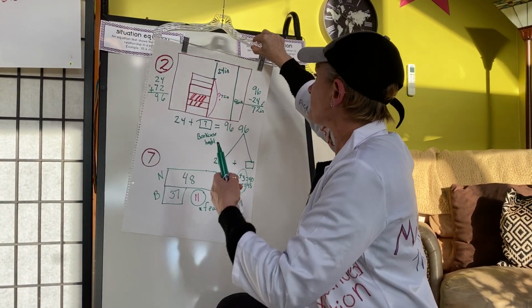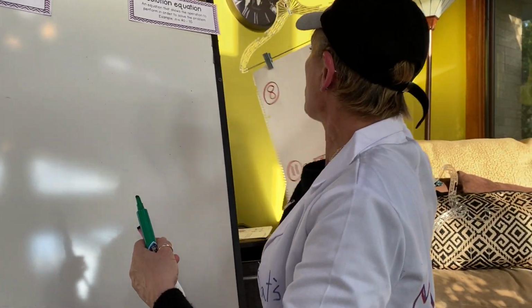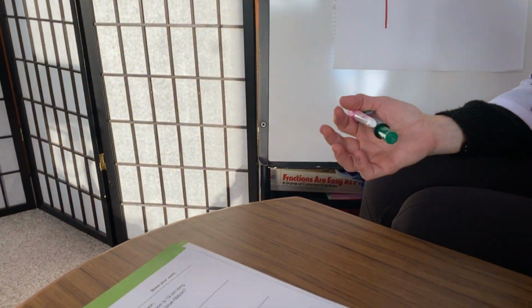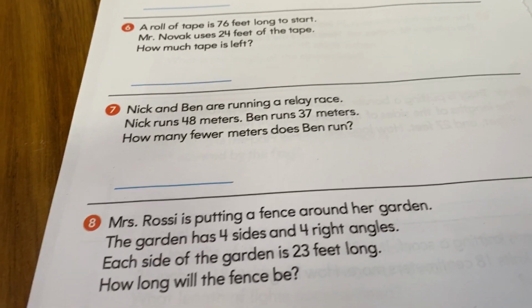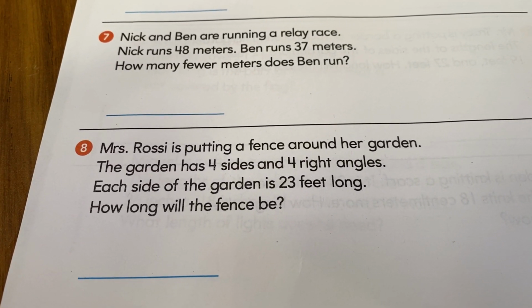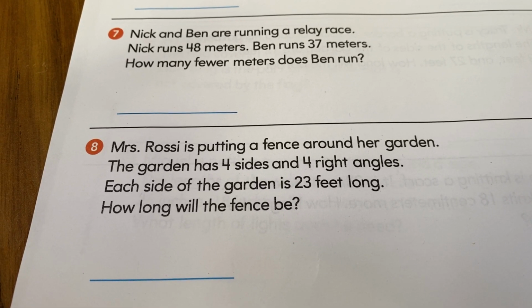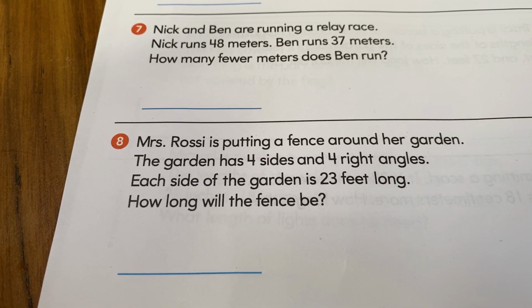Let's look at another set of story problems. This problem is number 8. So if I go to number 8, we have Mrs. Rossi is putting a fence around her garden. The garden has 4 sides and 4 right angles. Each side of the garden is 23 feet long.